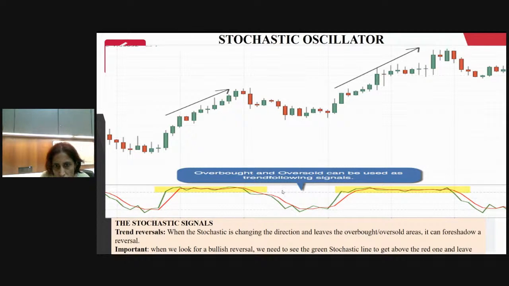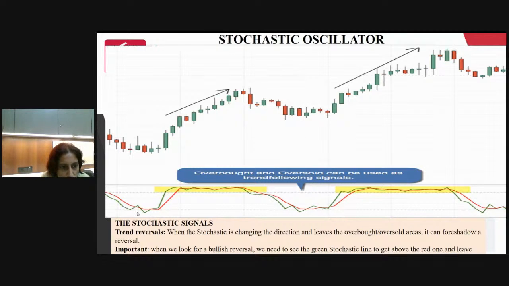So this is the overbought region, over and above that 80,000 line. It leaves that overbought and the oversold region. It can foreshadow a reversal, and that is what we get to see over here: both the percentage K and the percentage D are moving down, and the moment they move down, it is showing a likely reversal trend.